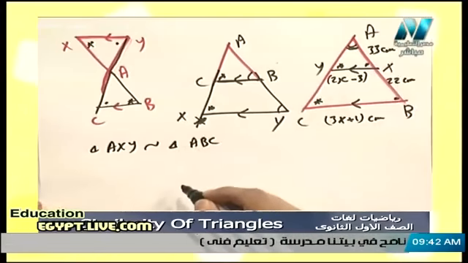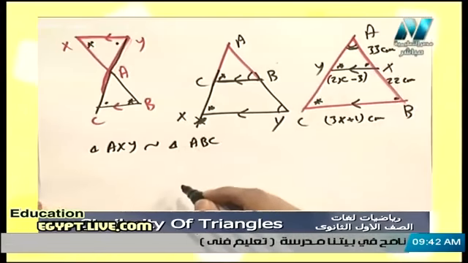and we can say that AX over AB will be equal to XY over BC, also AY over AC.